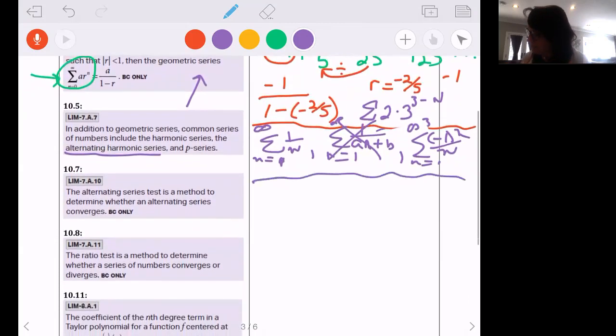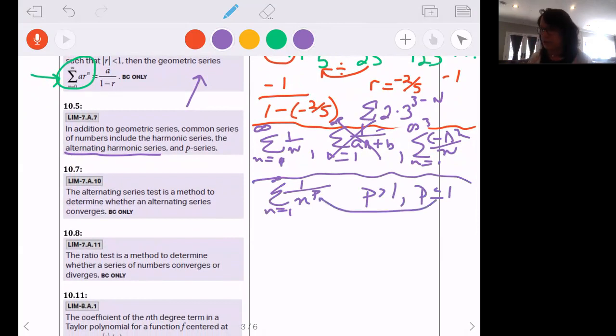The p-series, sum n equals 1 to infinity, 1 over n to the p. Remember, we converge when p is greater than 1. We diverge when p is less than or equal to 1. Remember that 1 over n to the first is the defense for divergence. So that should help you remember that with the 1 there, we diverge because it becomes the divergent harmonic.